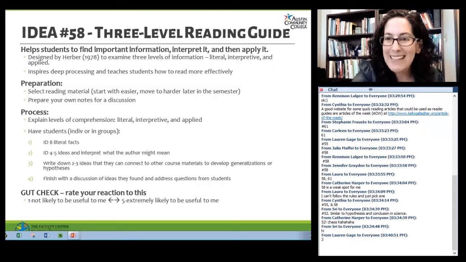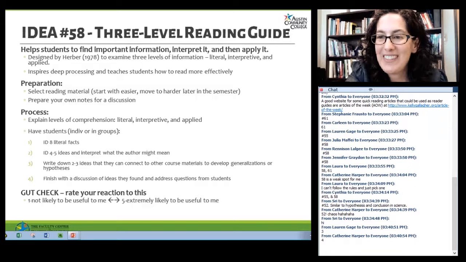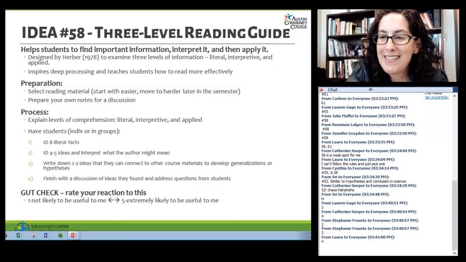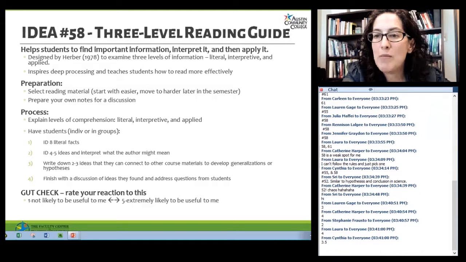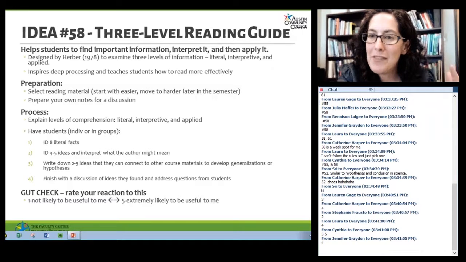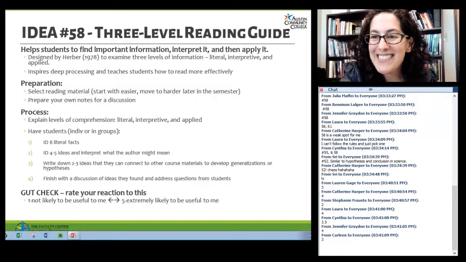Lauren gives it a 3. Catherine's giving it a 4. Stephanie, not so much. And Michael, just so you know, you're chatting privately. You might want to click on send to and hit everyone. So we've got some 3s, 3.5s, and 4s.